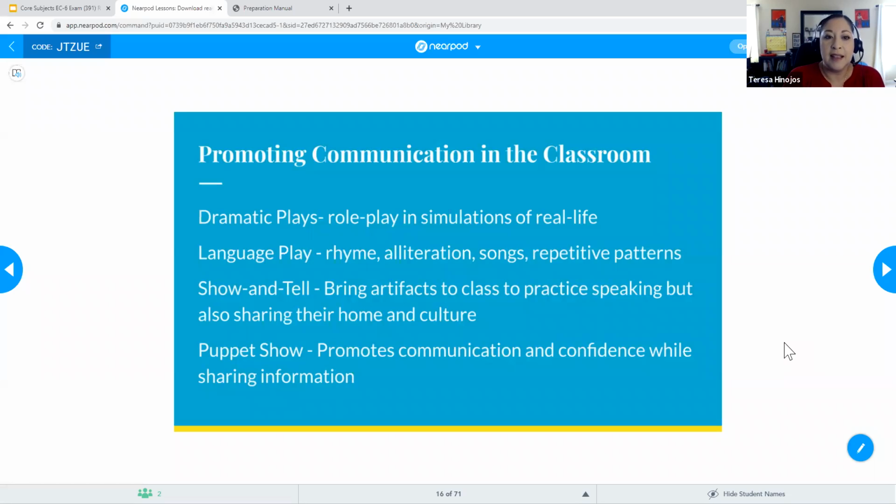So these are a couple of examples. There are dramatic plays, and with this, it's not necessarily a play that tells a story, but more of a role play of things that happen in real life. So you tell one child you're going to be the mom, and you tell another child you're going to be the dad. What kind of conversation would that look like?